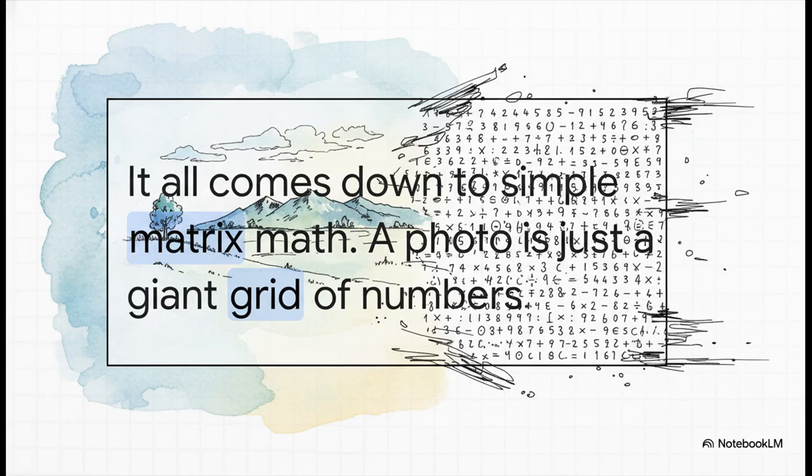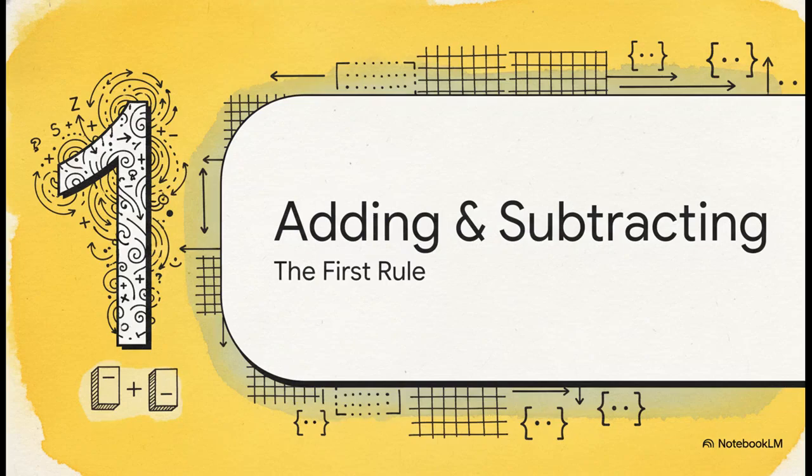You see, that photo is really just a giant grid of numbers. And that grid, well, that's a matrix. And that little brightness slider is just triggering one of the most basic matrix operations there is. Okay, so first things first, let's start with the most intuitive operation, adding and subtracting. This is the bedrock, the foundation that pretty much everything else is built on.